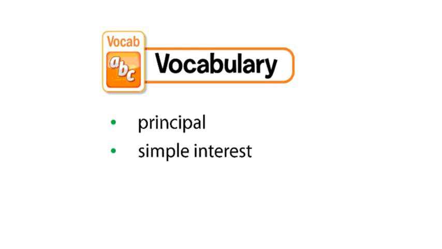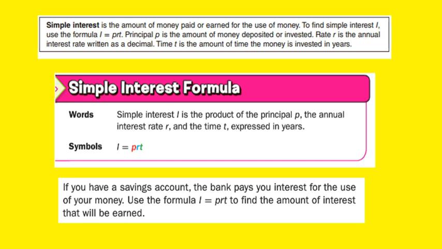The vocabulary you're going to need to know for today is principal and simple interest. Simple interest is the amount of money paid or earned for the use of money. To find simple interest I, use the formula I equals PRT.